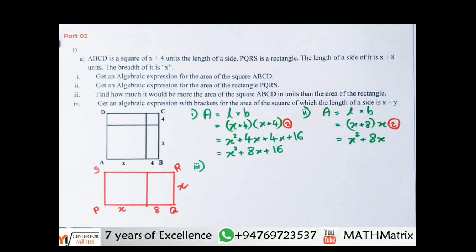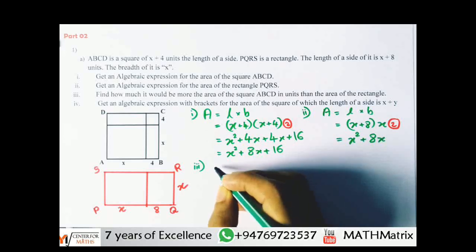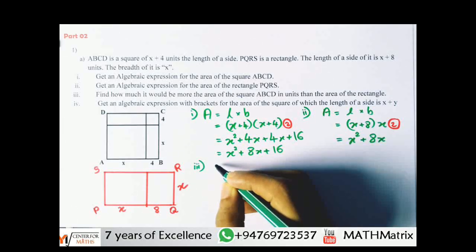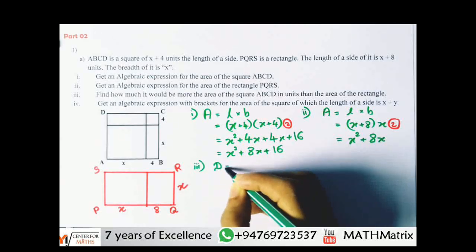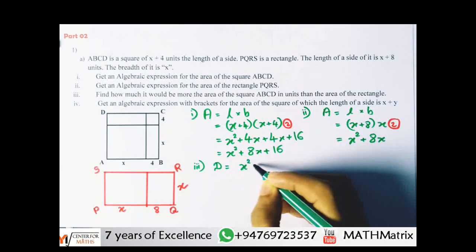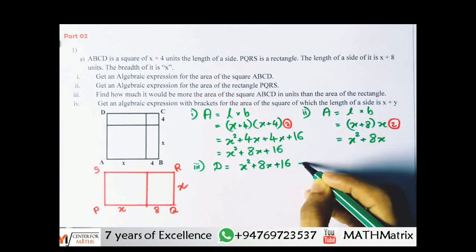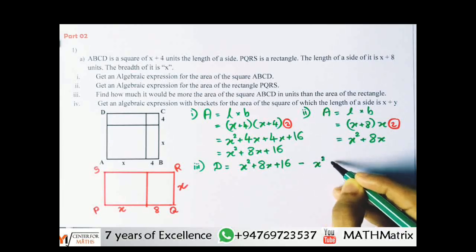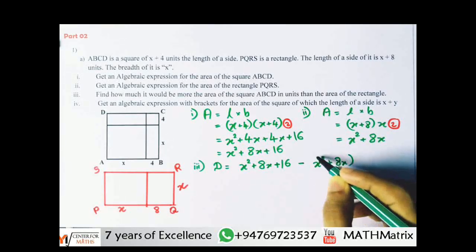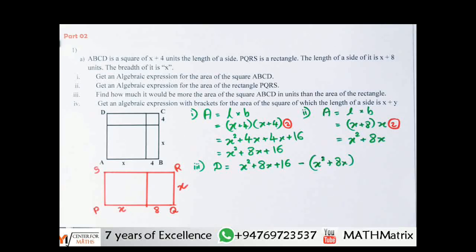Right? So now they are asking us for the difference. So how to get the difference now? For that, first of all, we have to simplify them. Here I have already simplified them. Now we can find the difference. So for that, what we have to do: the difference, x squared plus 8x plus 16, that means the area of the square, we have to subtract the area of the rectangle, x squared plus 8x. We have to mark this within brackets. Okay, so for writing this step, you will get another 2 marks.